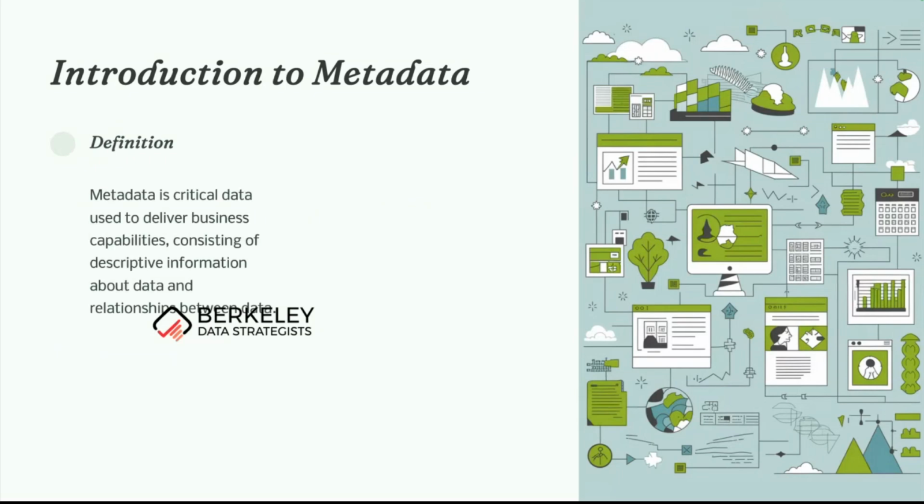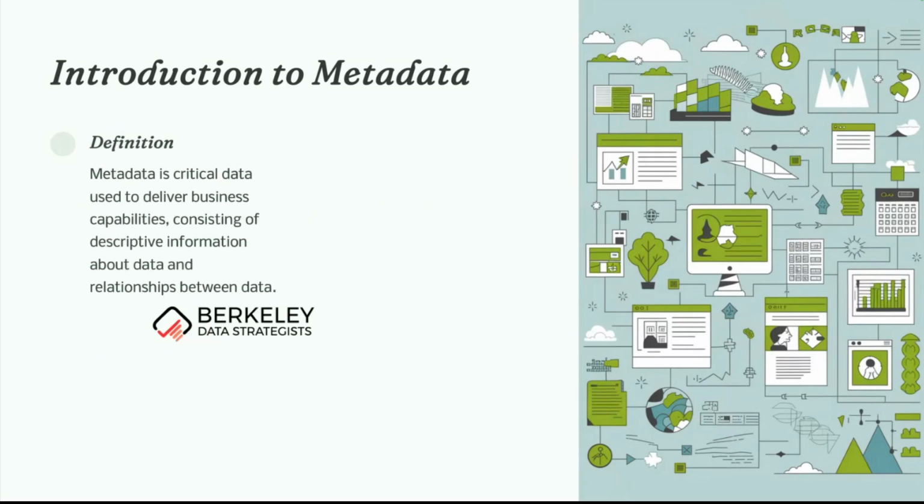So first things first, metadata is critical, right? It is used to deliver business capabilities. That means that you need to understand first what is the business capability that you are trying to deliver, right? Are you trying to acquire new customers, develop better products? Are you trying to provide data to a regulator? They will give you the list of fields that they want to be reported on. That is what your critical data is in that instance. You then need to collect metadata about it.